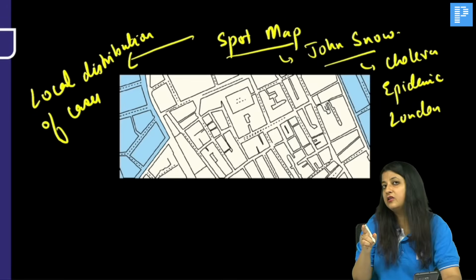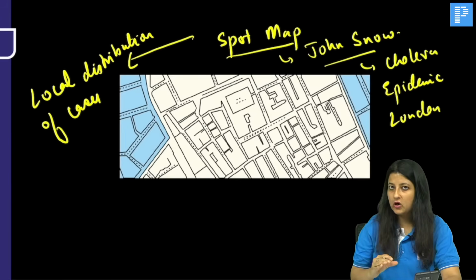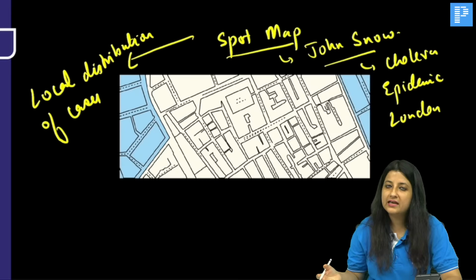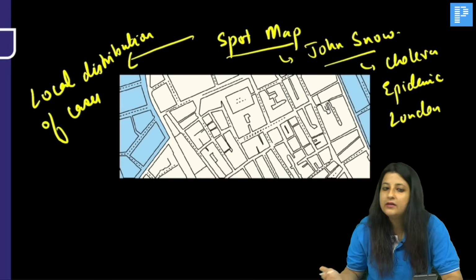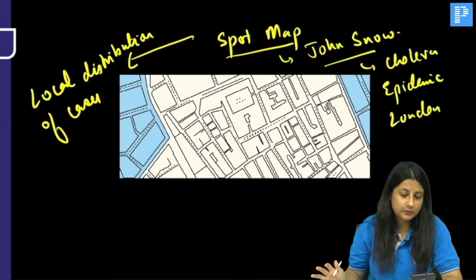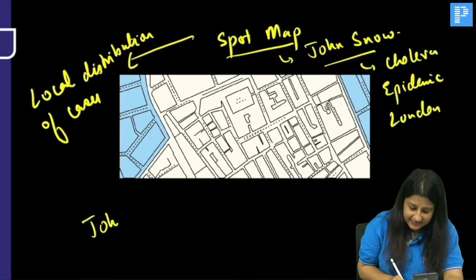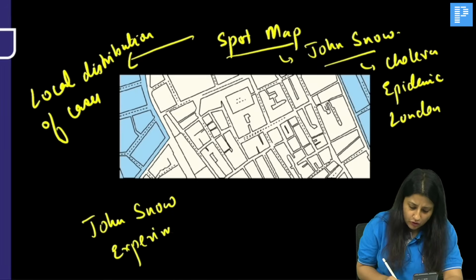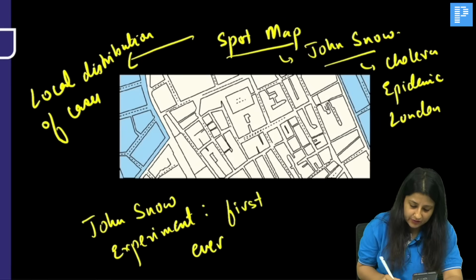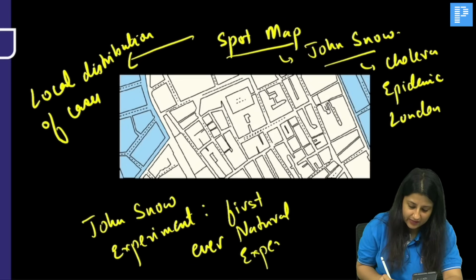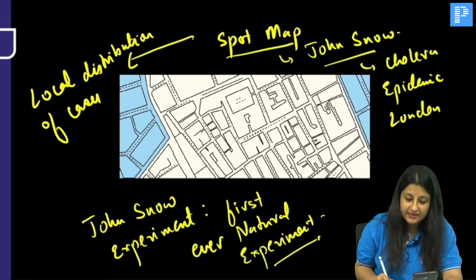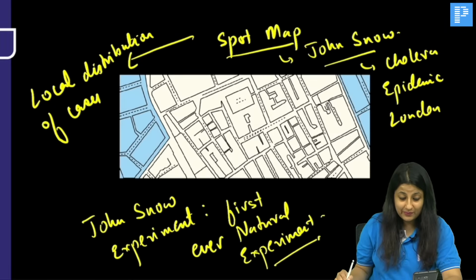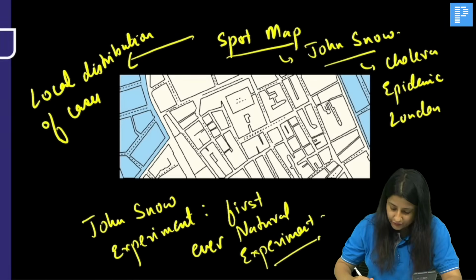एक और point दे देती हूँ. John Snow का spot maps. Okay, so cholera epidemic during London. The experiment that he did was the first ever natural experiment. ठीक है, John Snow. I'm just writing it here, which you can revise later when you get down to study. John Snow experiment was the first ever natural experiment. कल मैंने पढ़ाया था ना natural experiment या quasi experimental study design. Good, somebody wrote it. Alright, let's move to the next MCQ.